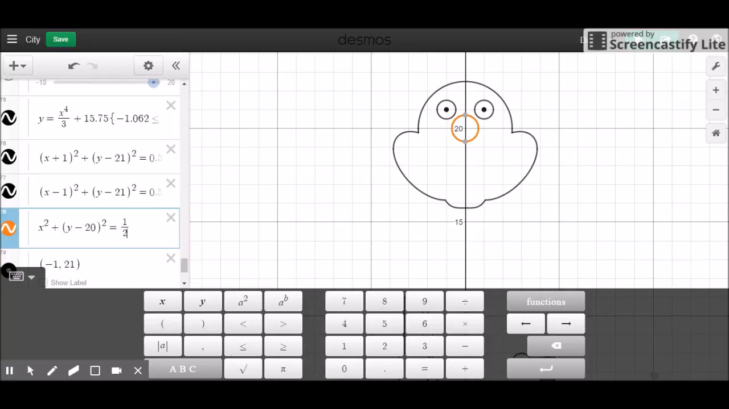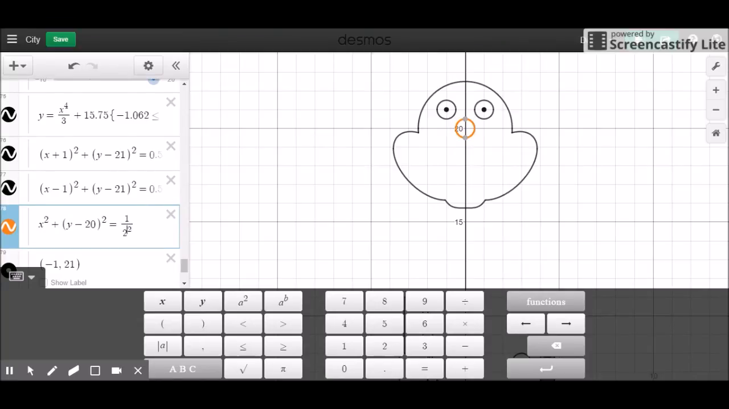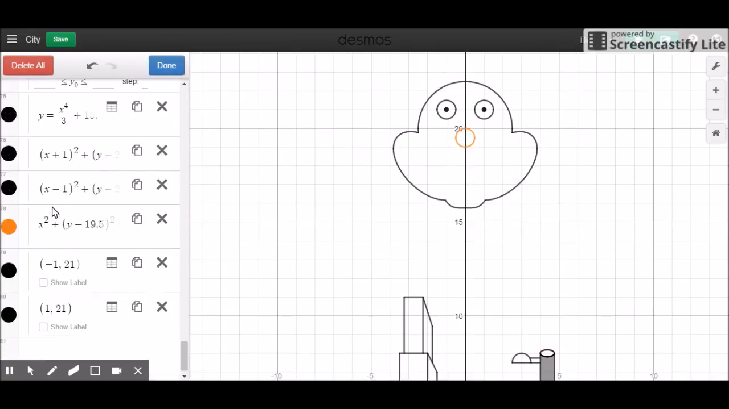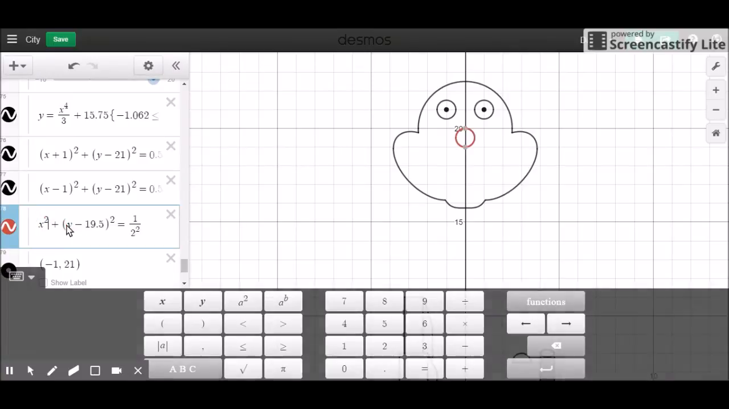But I just want to color it in at this position. There we go. Since we want to include everything inside the circle, we should include this inequality sign, a less than or equal to sign.